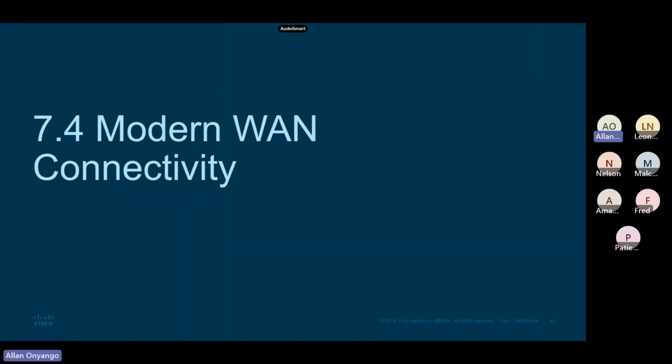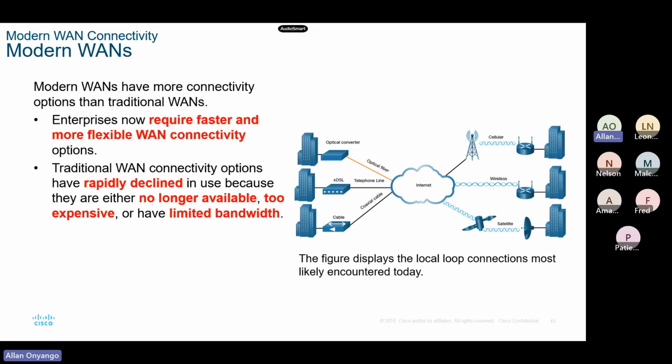And at this juncture, I want us to talk about some modern WAN connectivity options after we removed all the other legacy connections. The modern ones currently have more connectivity options than the traditional ones. Traditional ones were a bit fixed, and current enterprise networks, big organizations, universities, campuses, companies, require faster internet and more flexible WAN connectivity options. The traditional options have rapidly declined in use because either they are no longer available, they're too expensive, or they have limitations in terms of bandwidth.